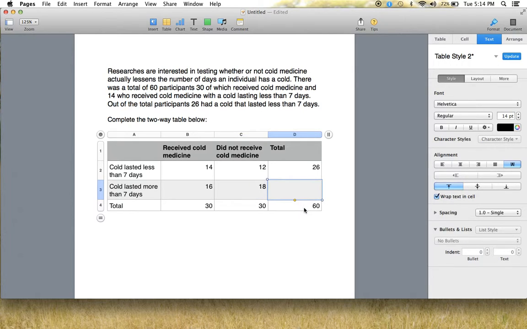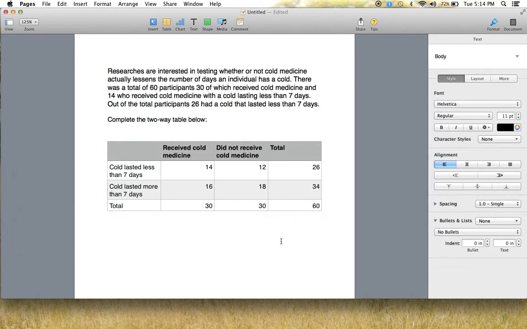Now we can either subtract 26 from 60, the total number of participants, or we can add 16 and 18 to figure out the number of participants who had a cold that lasted more than 7 days. And either way you do it, there will be 34 participants. So that is the way you complete a two-way table, and then once you have this information, you can make inferences about whether or not cold medicine actually affects how long you have a cold, which we can do in another video.